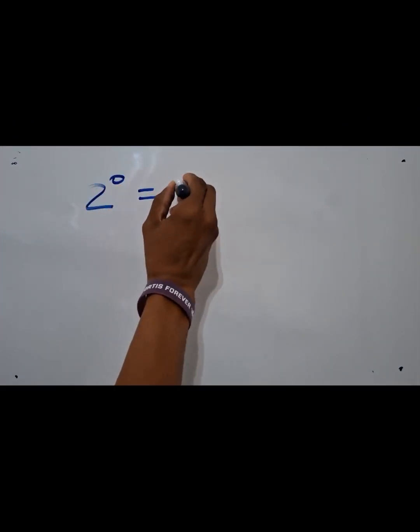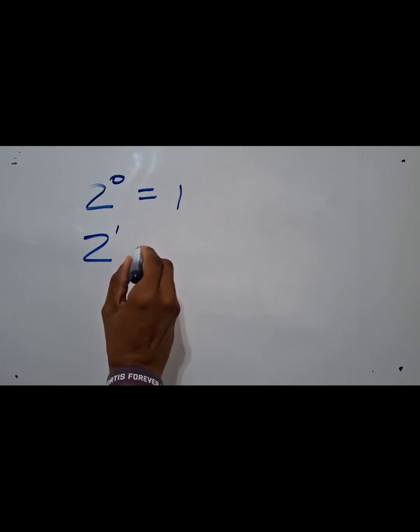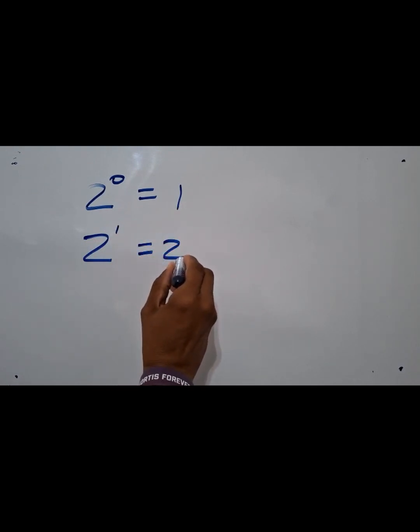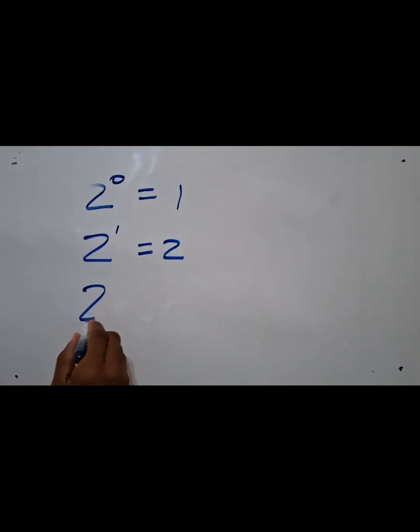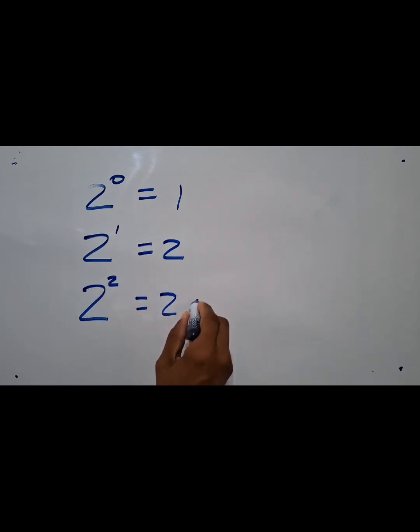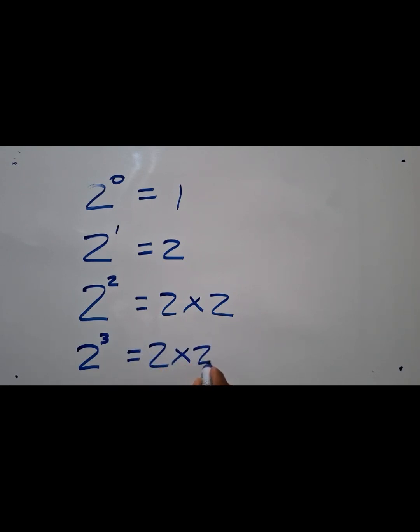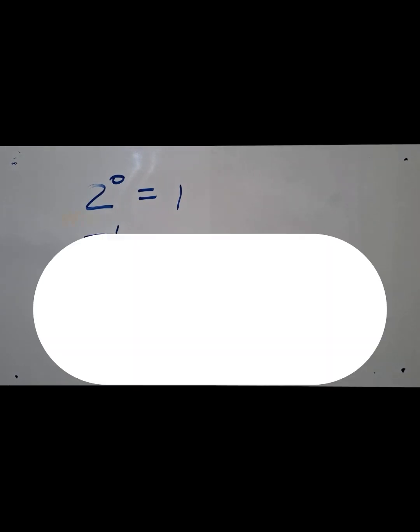First, let's go back to some basic rules of indices where we have 2 raised to the power 0 equals 1. 2 raised to the power 1 is the same thing as just 2 by itself. 2 raised to the power 2 is equal to 2 times 2. Likewise, 2 raised to the power 3 is the same thing as 2 times 2 times 2.